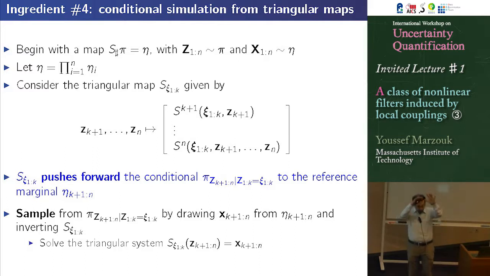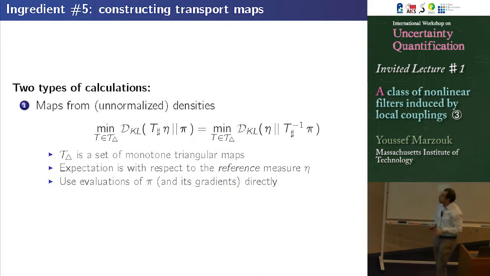Okay, so the final ingredient. I talked about the existence of these maps. We talked about their sparsity properties. We talked about how to use them for conditional simulation. But how do you construct them in the first place? This is an important ingredient.